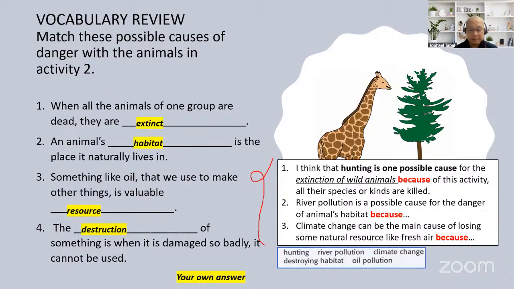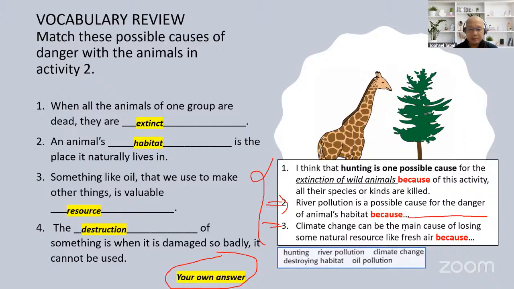So for example, I think that hunting is one possible cause for extinction of wild animals because all their species or kinds are killed, okay? And here, I want you to finish the sentence numbers two and three. Finish the sentence, okay? So, for example, river pollution is a possible cause for the danger of animals' habitat because I want you to finish it, okay? Your own answer. So, finish the sentence with your own answer, okay?